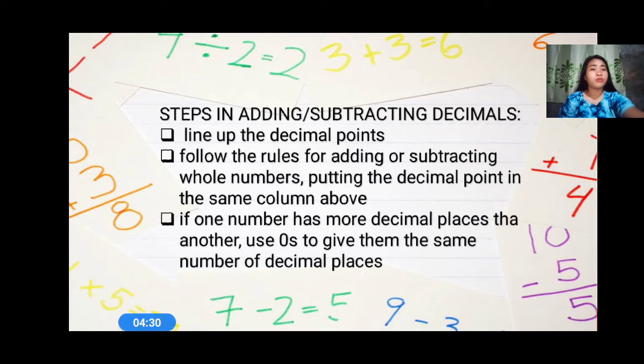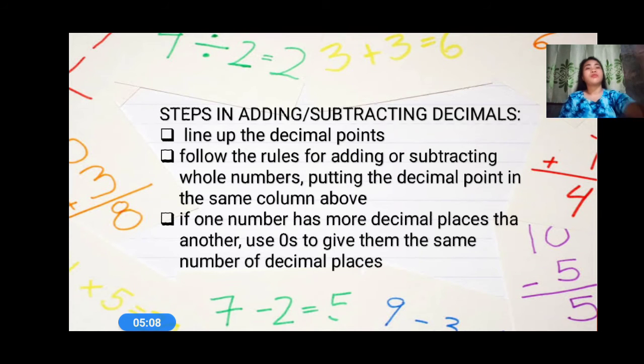Now, if one number has more decimal places than the other, use zeros to give them the same number of decimal places. Again, if one number has more decimal places than another, use zeros to give them the same number of decimal places. So what are you going to use? We are going to use zero.